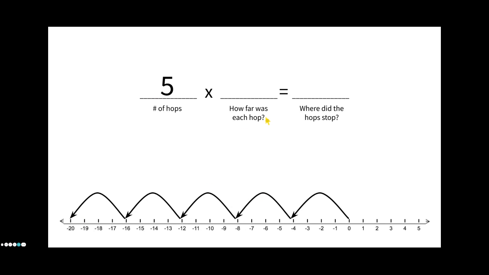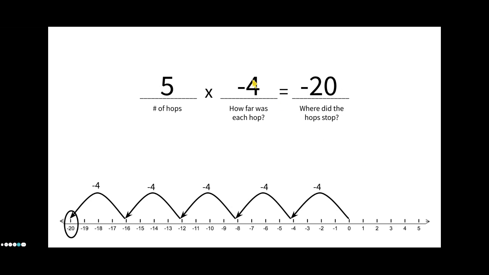And then how far was each hop? All we really have to look at is where it jumped on that very first one. It started at 0 and ended at -4. So each one is -4. So that number goes here. And then our last thing is where do the hops stop, which is right here at -20. So our answer is 5 times -4 equals -20.